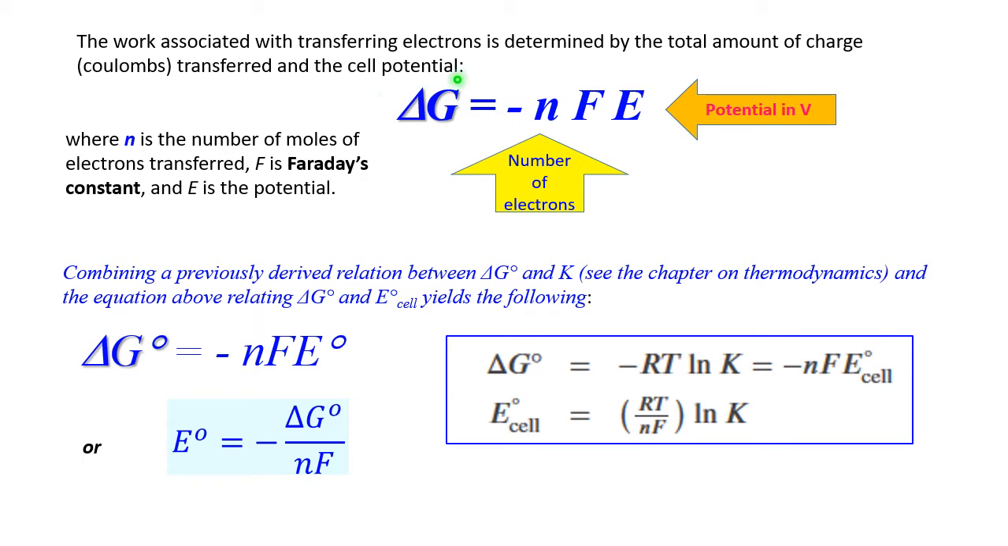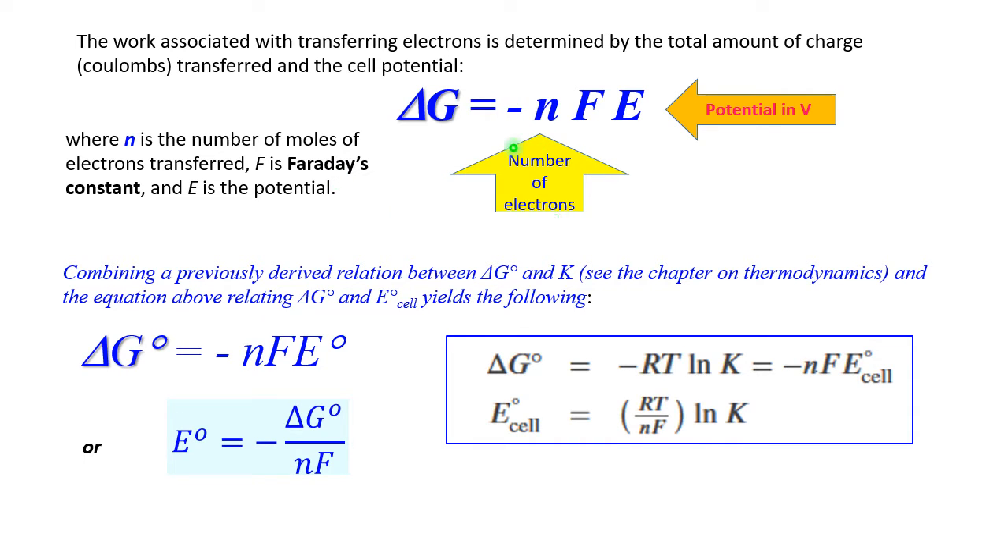So our free energy delta G, which is a measure of work, is proportional to the number of electrons, to the potential in volts, and to the Faraday constant, which is simply a conversion factor. So we have electricity units, voltage, and we have energy units, joules, and we need a conversion factor between them, which is the Faraday constant, named after Michael Faraday.